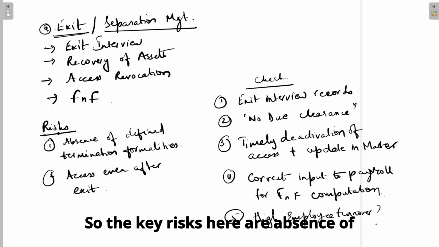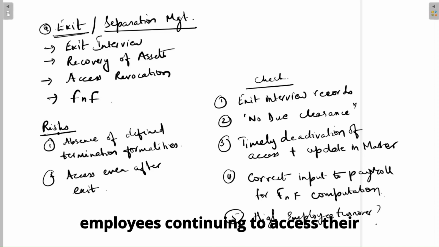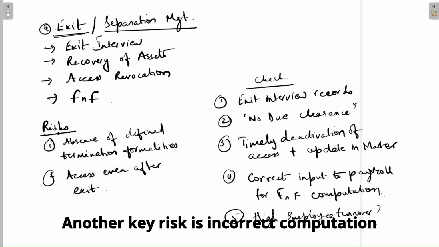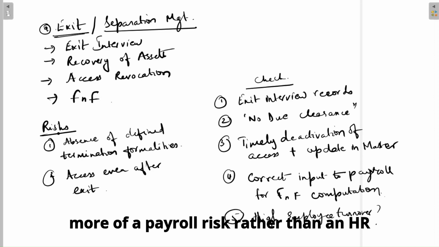So the key risks here are absence of well-defined exit formalities or the employees continuing to access their systems even after their exit. Another key risk is incorrect computation of full and final settlement, but this is more of a payroll risk rather than an HR risk.